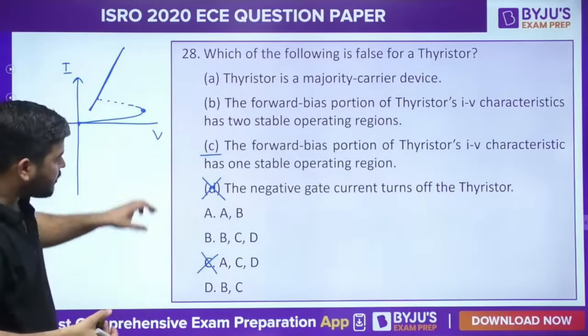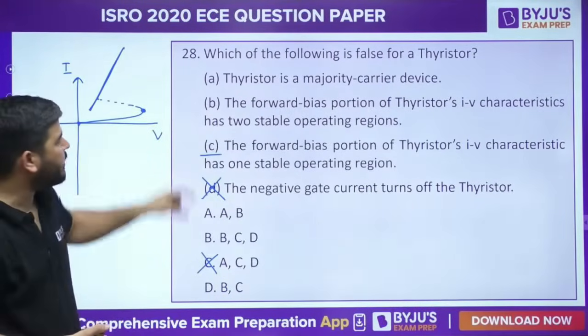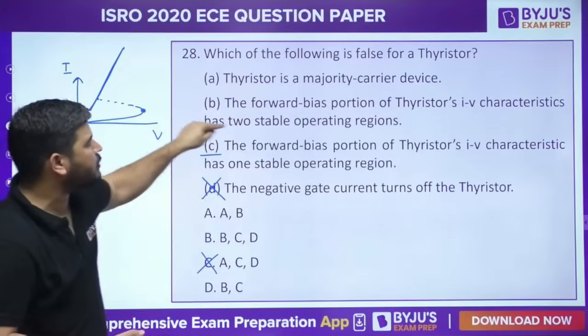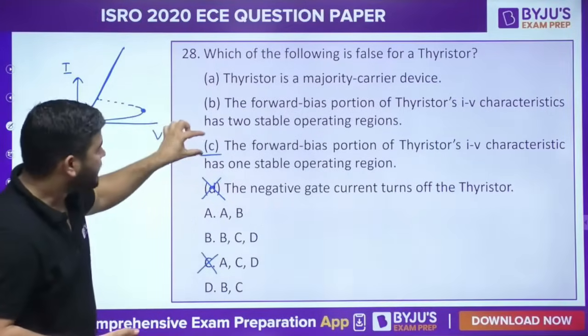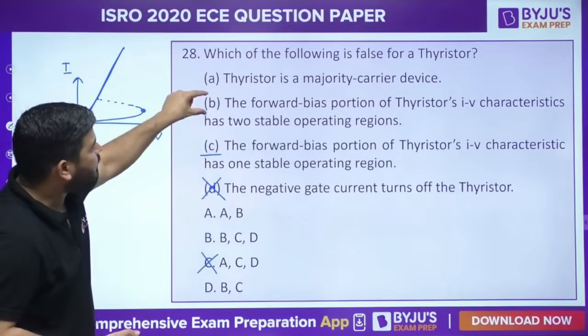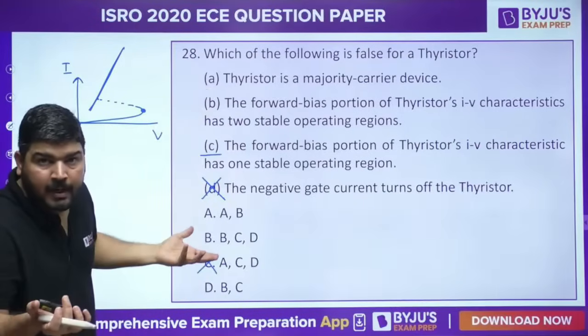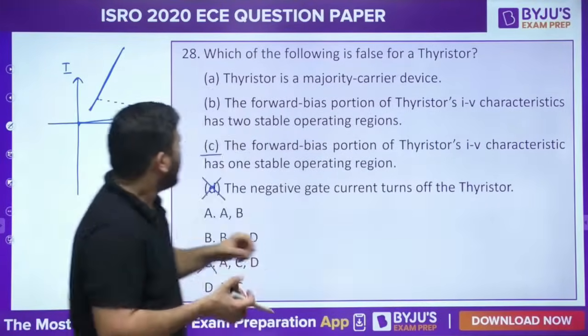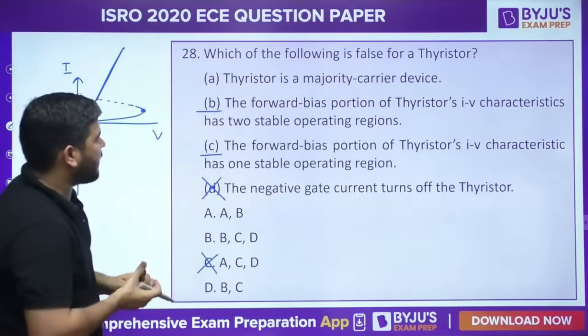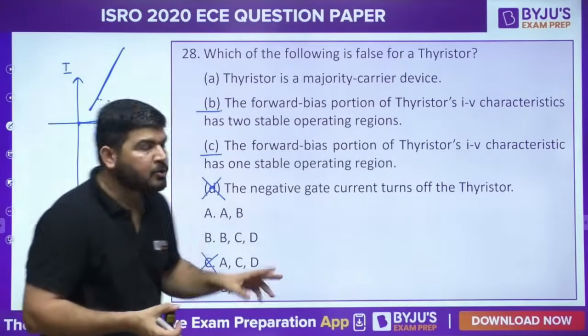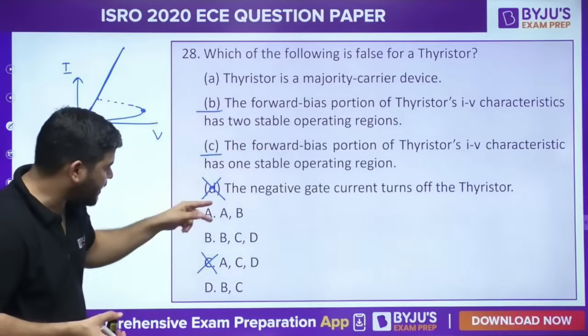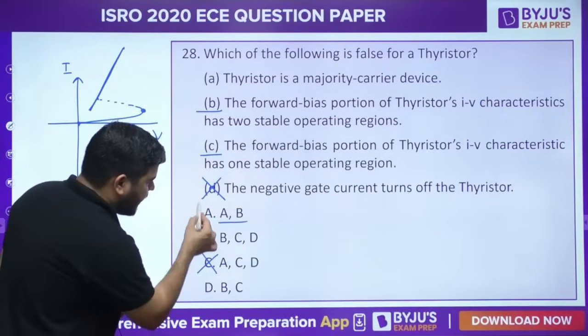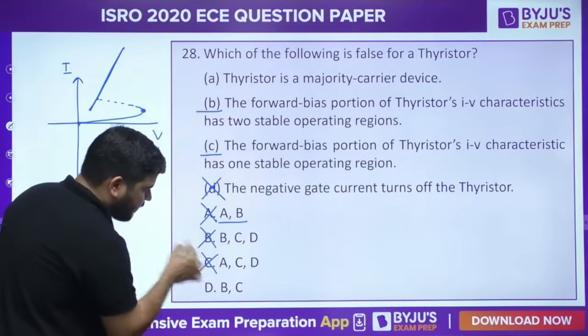So B should not be in the options, because B is true. It has two stable regions. C is false. So the option which contains B cannot be correct, because we want the false statement, and B is a true statement. It means B should not be there. So in option A, B is there. In option B, B is there.